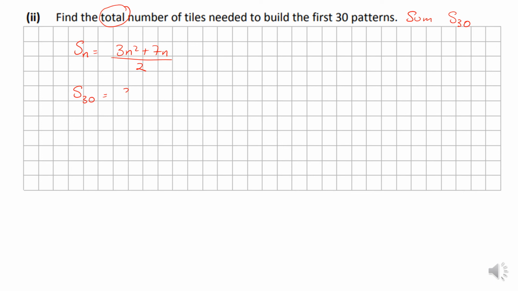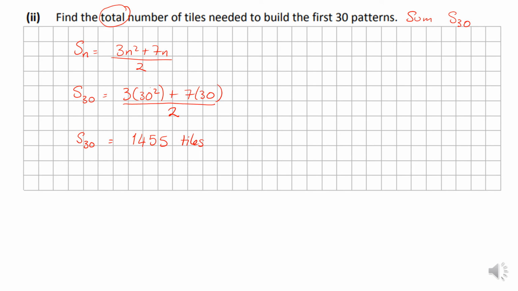So we'll do 3 times 30 squared, plus 7 times 30, which is going to be a large number, all to be divided by 2. Here's where you get your calculator out. You can take as many or as few steps to get to the answer as you require. And I get a sum of 1,455 tiles.